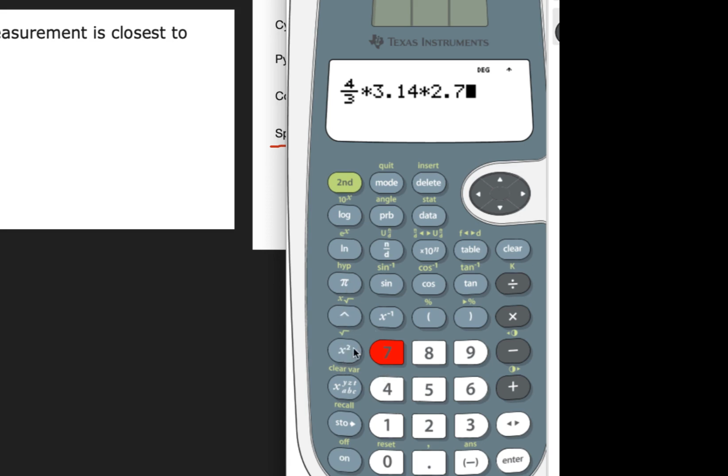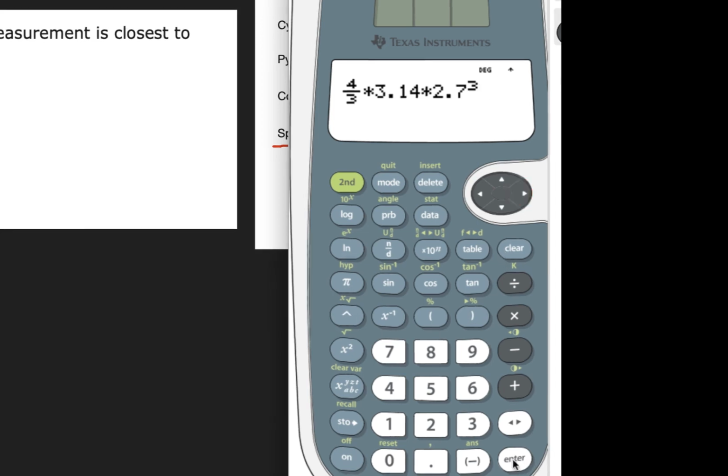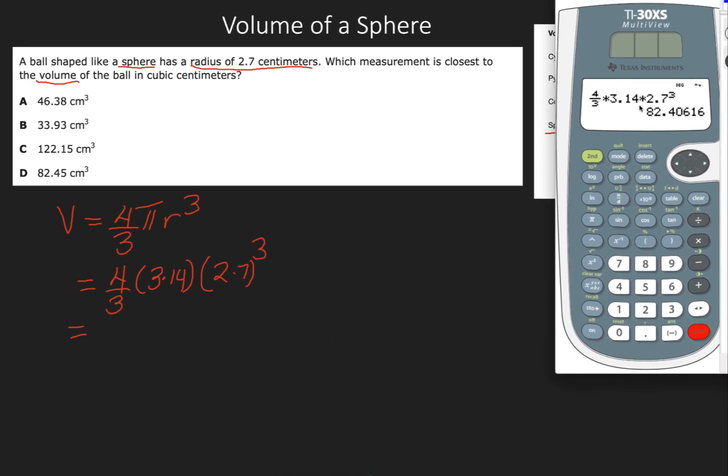Now remember here, this button is only for squares. We need a cube, therefore we need this function right here. Notice we have our exponent. We're going to enter 3, and I'm going to go to the right. And my final step is to hit enter. Notice our answer is 82.40616. Now it is this value because we used an estimated value for pi.